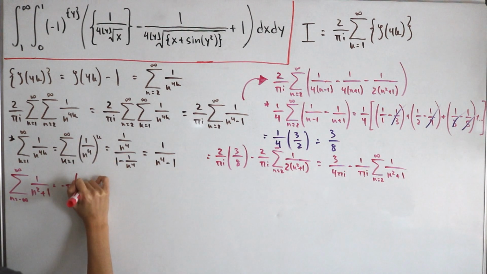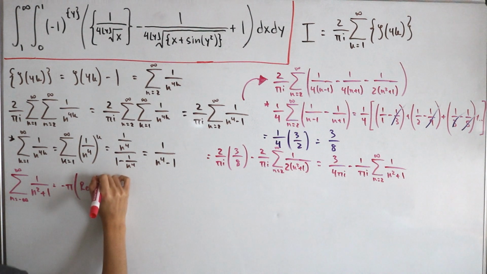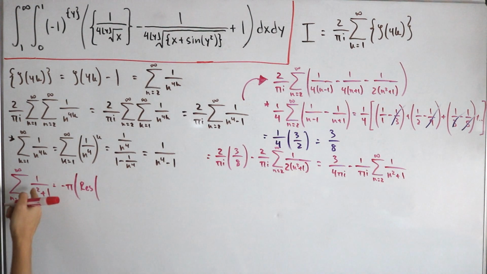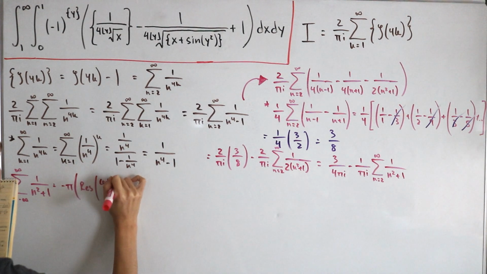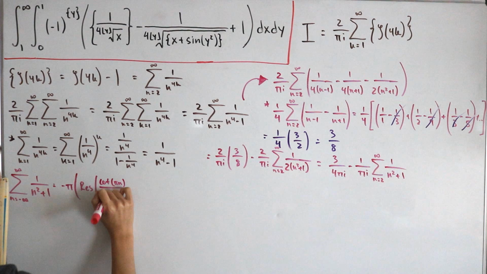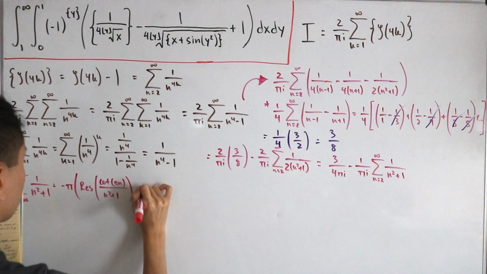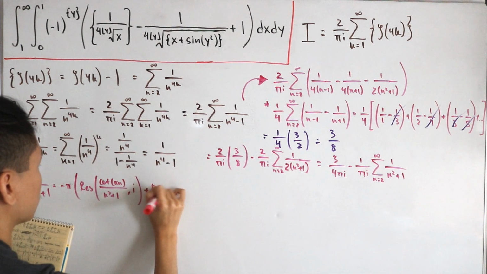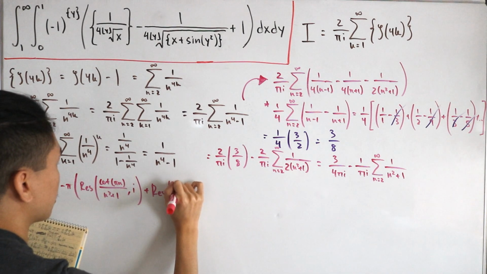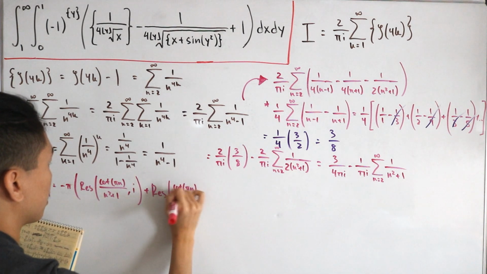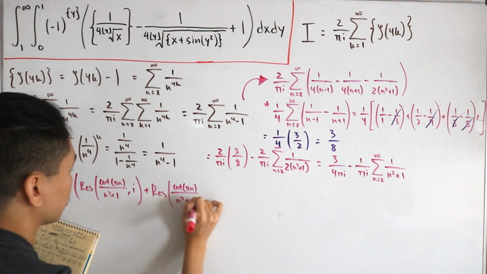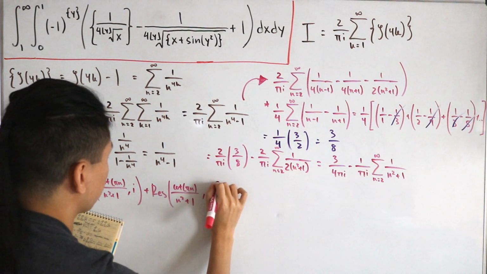So we have the residue of, the function f of n in this situation is 1 divided by n squared plus 1, so we have cotangent of pi n divided by n squared plus 1 at our pole i, and then add this with the residue of the same function yet again, cotangent pi n divided by n squared plus 1, but at the other pole, negative i.